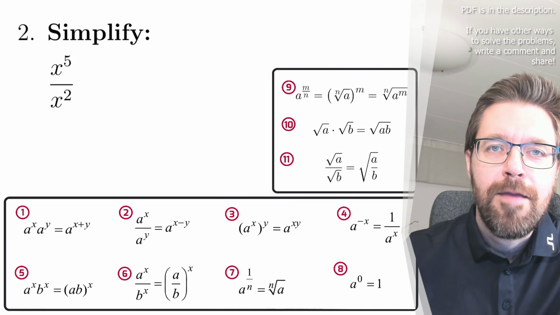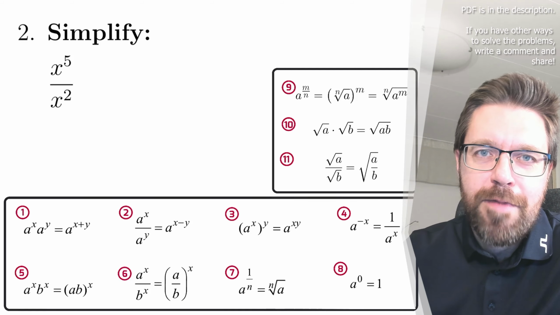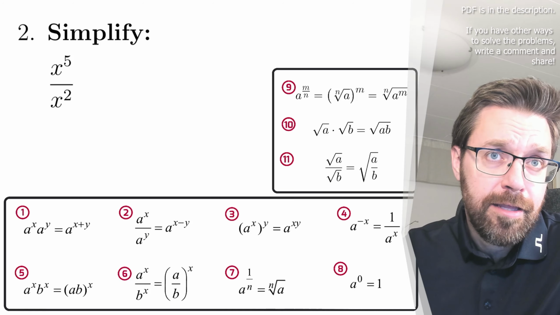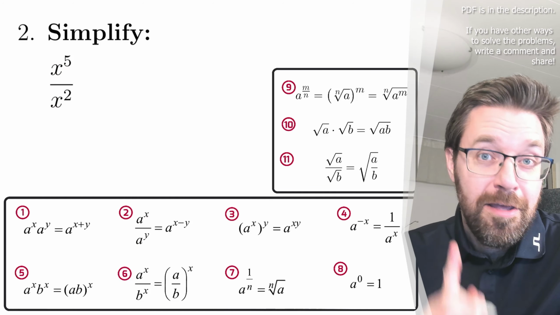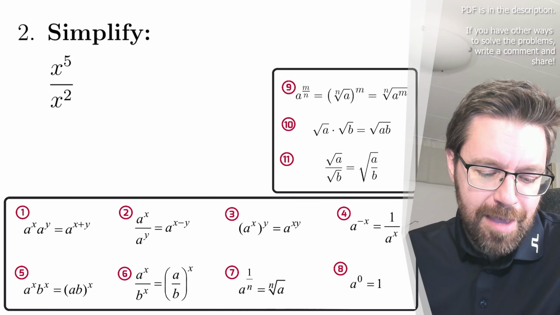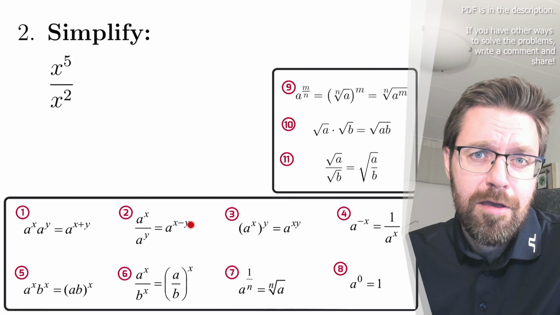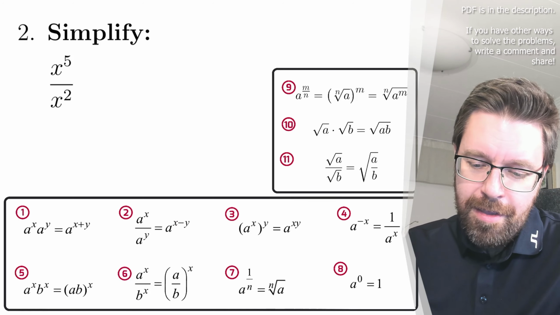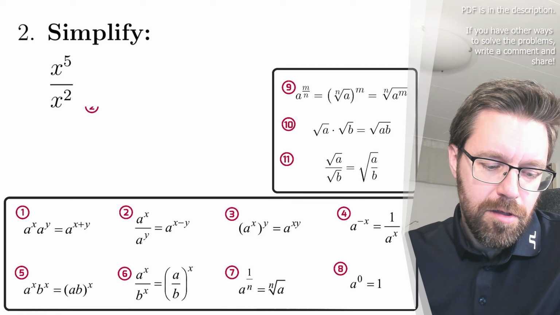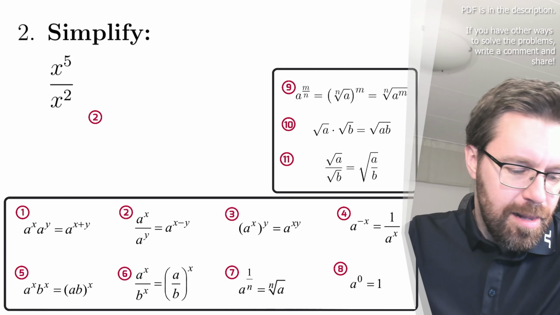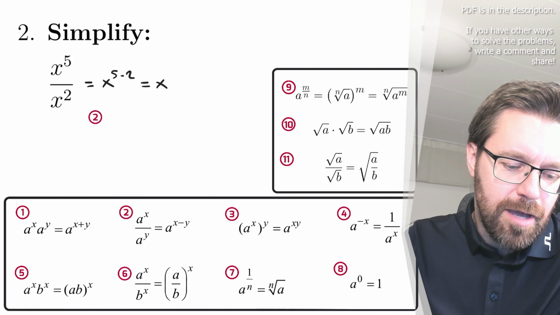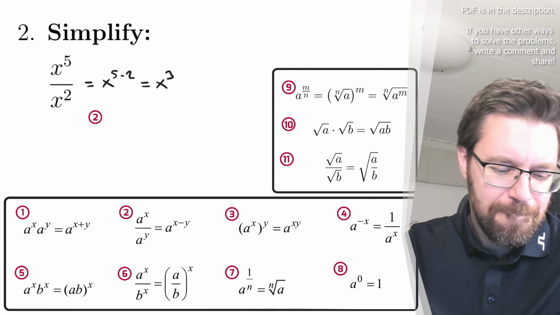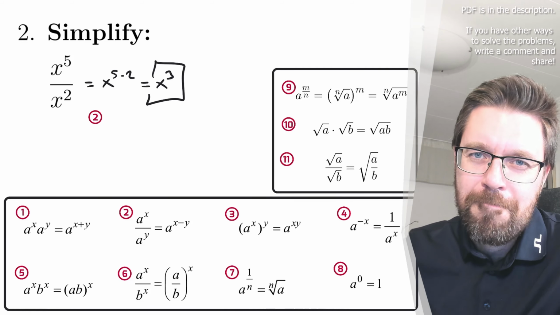Question 2. Simplify the quotient x raised to 5 divided by x raised to 2. When we have a quotient like this with the same base, then it's rule number 2 that we will use. And it tells me that we can subtract the exponents from each other. So if we use rule number 2, it equals x raised to 5 minus 2, and then it will become x raised to 3. And this is the answer.